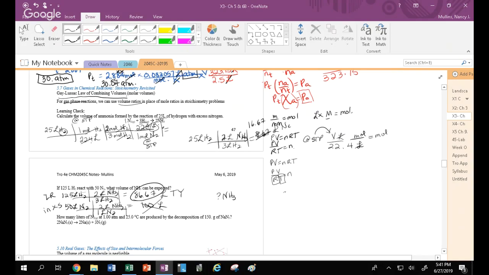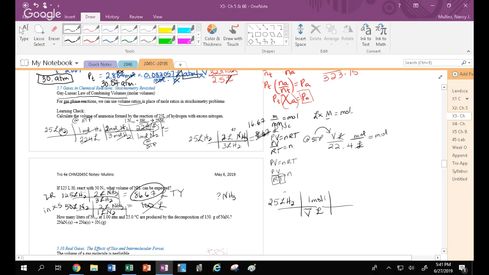22.4 happens to be the molar volume at STP. However, there is a molar volume for every other possible condition. So if I had said I've got 25 liters of hydrogen, whatever the molar volume is in liters, that would be 1 mole.